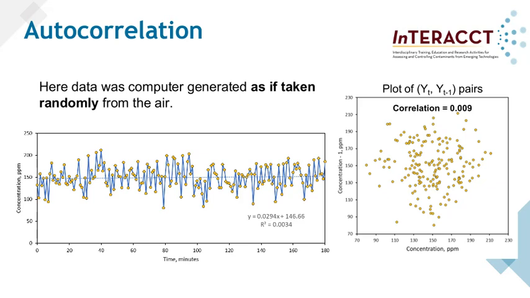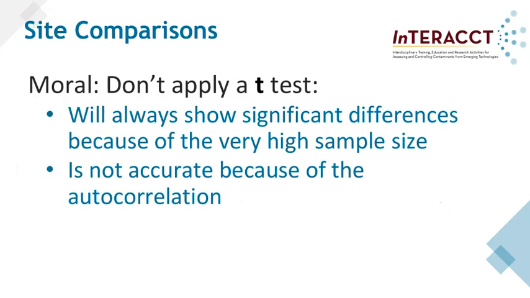But this scenario does not typically happen when you are taking DRI samples of an aerosol or gases in atmospheres, again because the sample rate is much higher than concentrations will change randomly over time. Therefore, given the presence of autocorrelation and the lack of independence of the measurements, don't apply a t-test. It will always show significant differences because of that autocorrelation and because of the very high sample size that drives the test towards a significant difference between them. It's almost a guarantee that they will be different.